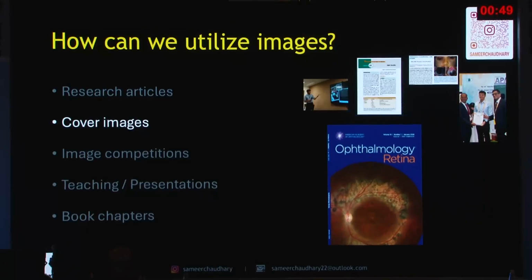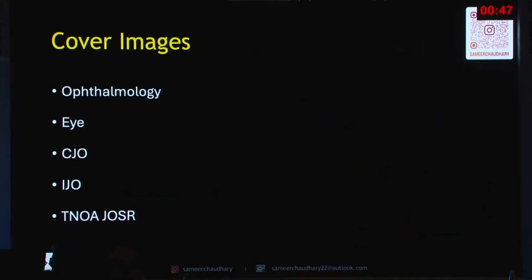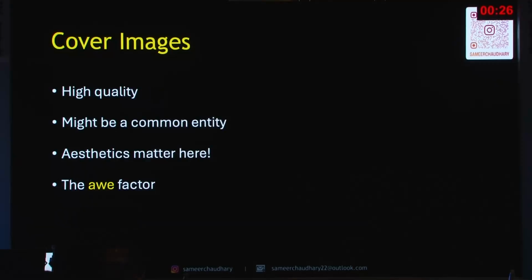aspect, which is the cover images. There are several journals which accept cover images. The disadvantage of publishing cover images is that it is not citable. It does not have a DOI, so it does not carry much value as such. But anyway, if you have a good image, it's always good to have a feature in a reputable journal. Ophthalmology, CJO, IGO, TNOA, JSR are a few journals which accept them.